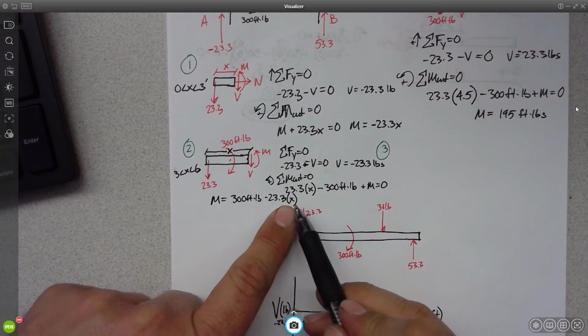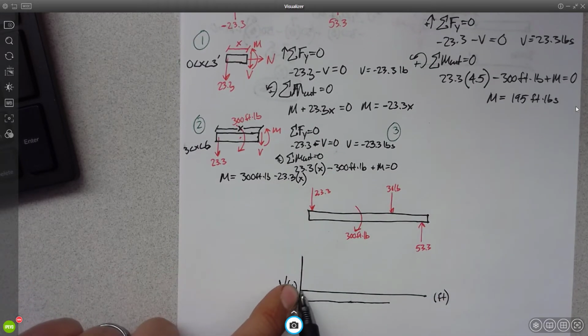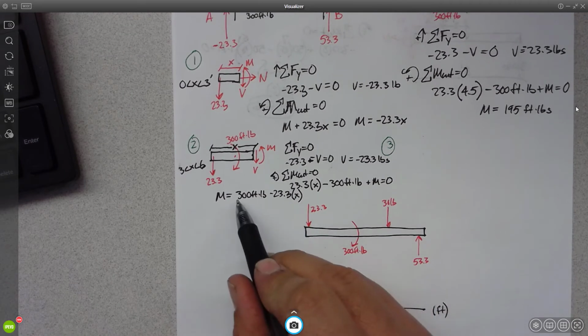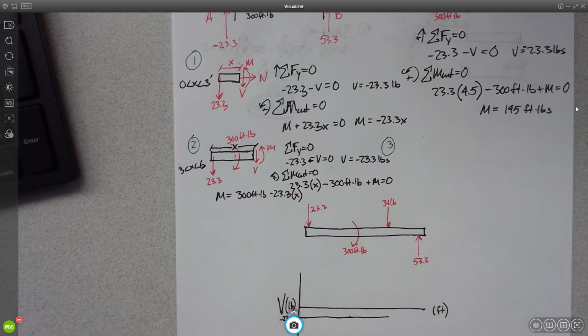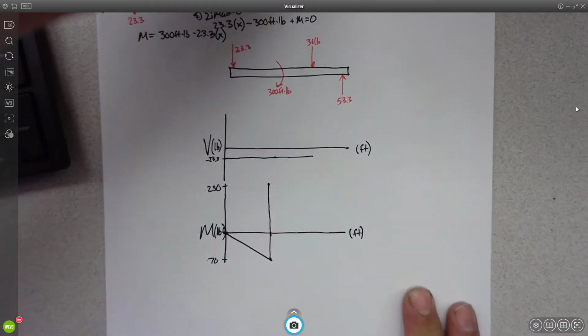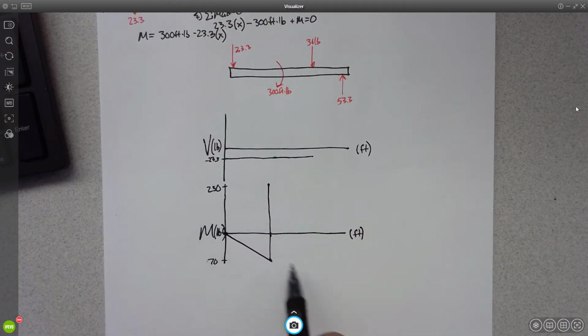And it's important to remember that x starts at the end of the beam at 0. Okay? So let's figure out at 3, we'd have 300 minus 70, because 23.3 times 3 we decided is 70. So 300 minus 70 would give us a value, I'm not going to be to scale here, of 230. I didn't leave myself enough room, so I'm not exactly to scale.